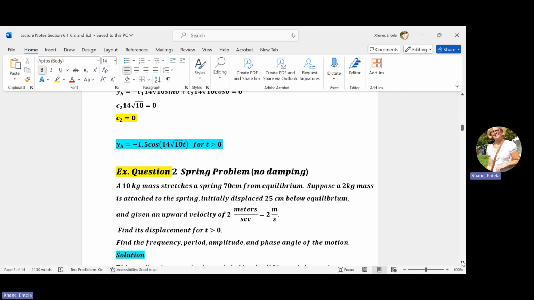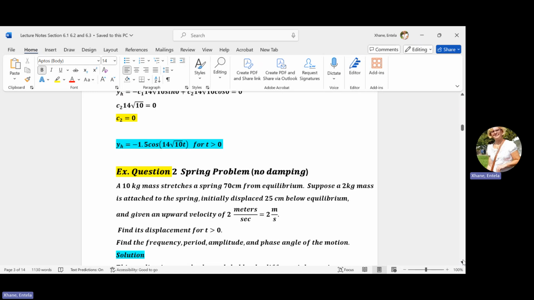So we have a 10 kilogram mass stretches a spring 70 centimeters from equilibrium. Suppose a 2 kilogram mass is attached to the spring. The initial displacement is 25 centimeters below equilibrium. And given an upward velocity of 2 meters per second, we're still finding the displacement for t positive.